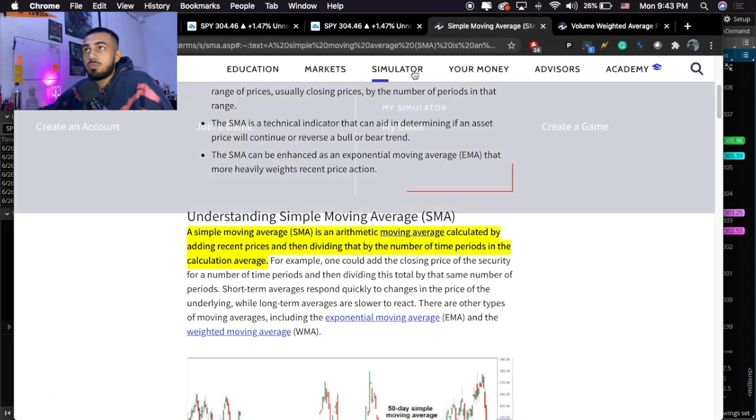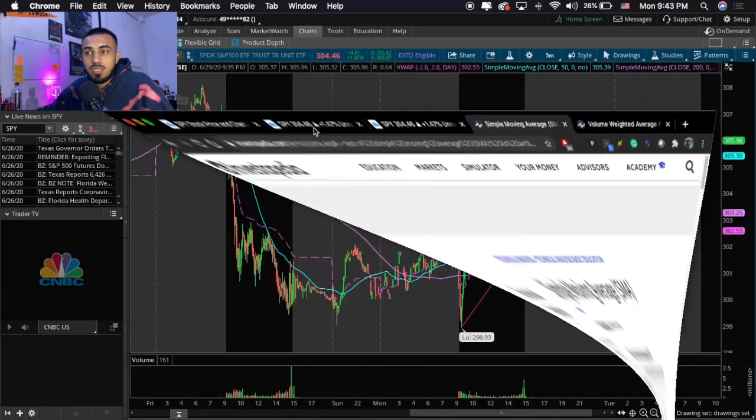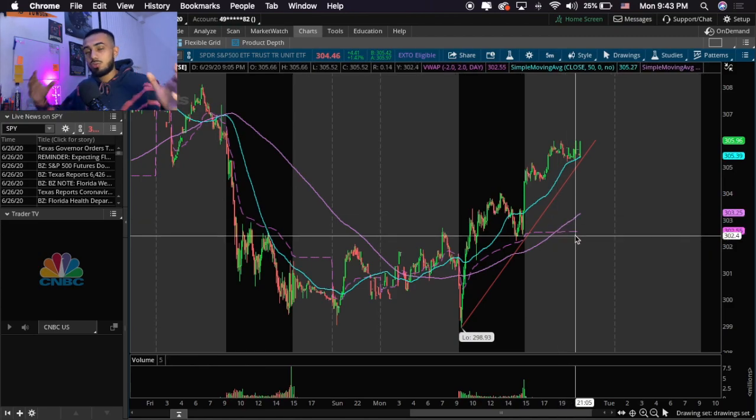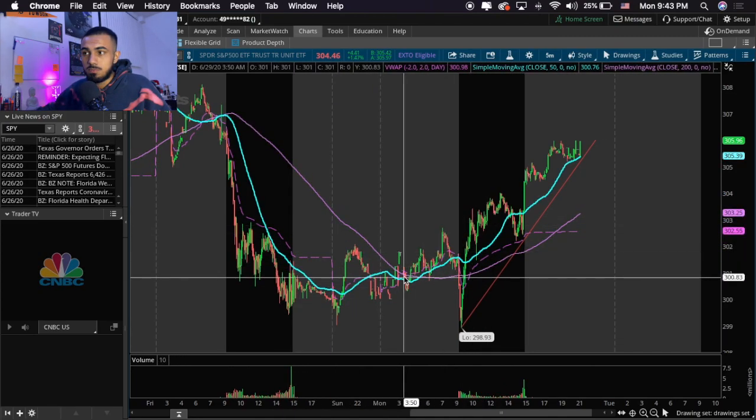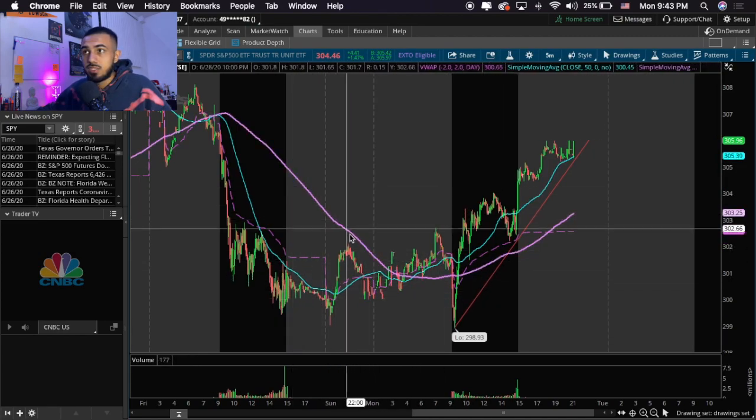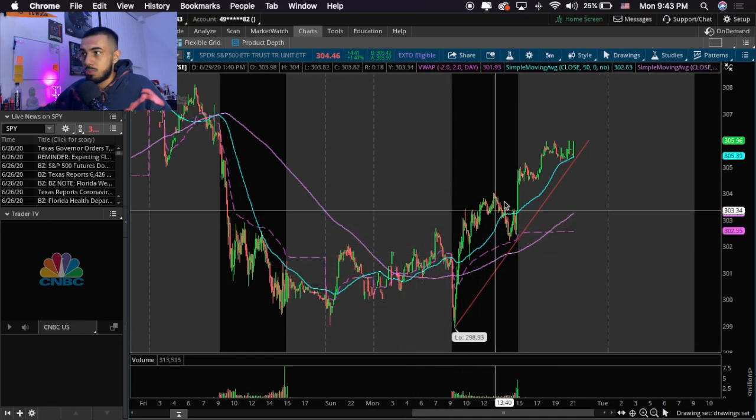If we go back on Investopedia here, we can see that the simple moving average calculates the average of a selected range of prices, usually closing prices, by the number of periods in that range. So it is what it sounds like. I do the 50-day and then the 200-day because the 50-day gives me a shorter time frame of the moving averages, and the 200-day gives me a longer time frame, and it's harder for a stock to break. So if a stock breaks a 200-day moving average, there's more validity to that break. If you look here, when SPY broke this 200-day moving average right here at 300, it started going up and up and up.